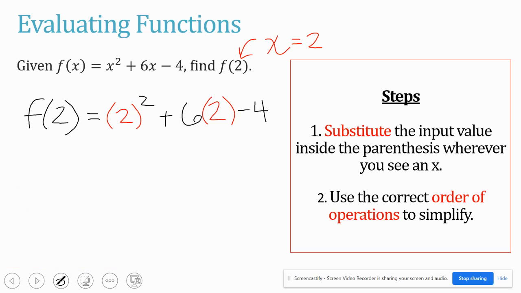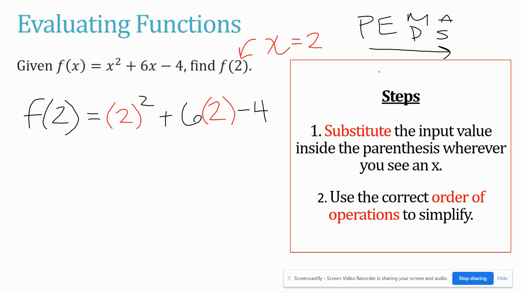Minus 4. Okay, we're going to use our order of operations here. If you want, you can write PEMDAS. And I write it a little differently because it's important that we remember that multiplication and division are the same. It's whichever one comes first from left to right, as well as addition and subtraction. It's not that addition always comes first. If there's both addition and subtraction in the expression, it's whichever one comes first from left to right.